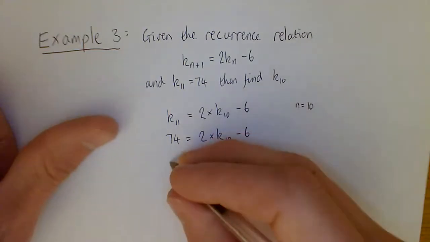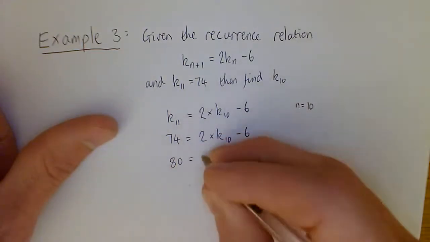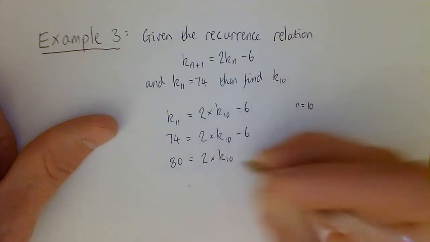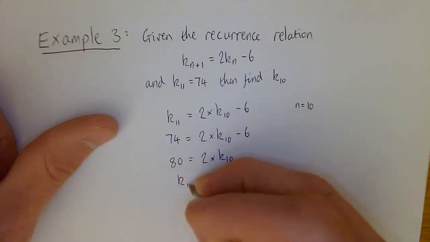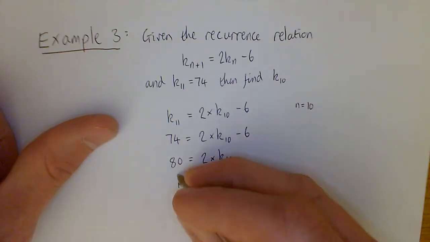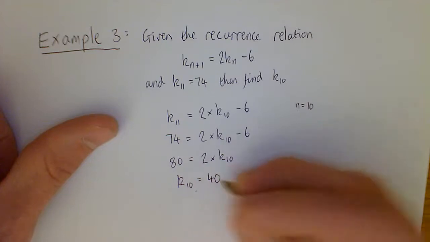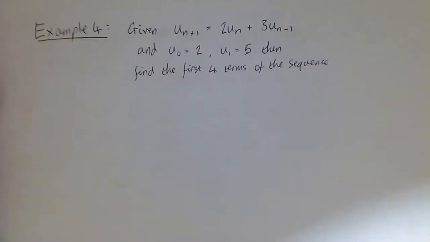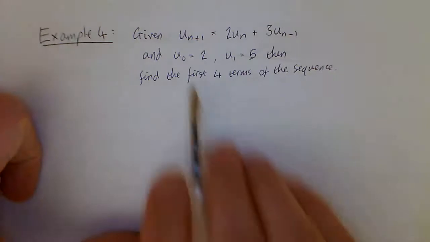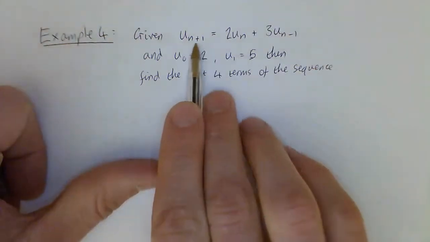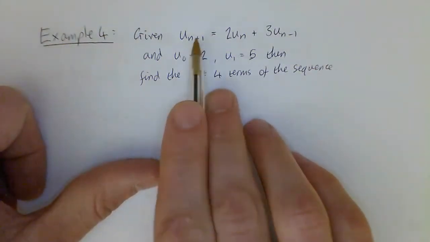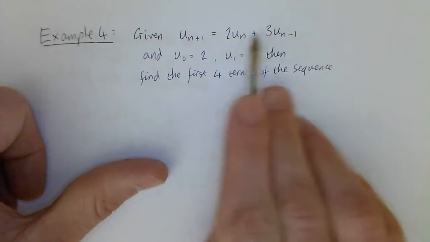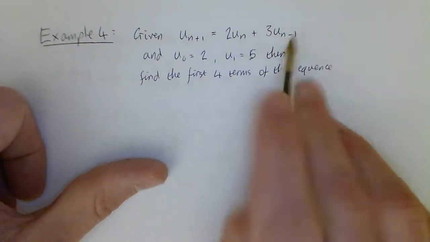So add 6 to both sides. So we get 80 equals 2 times K10. And so, dividing both sides by 2, K10 is 40. So that's working backwards by a term. The other interesting complication that can arise are recurrence relations like this. Sometimes the next term doesn't just depend on the previous one, but it might depend on the previous one and the one before that.